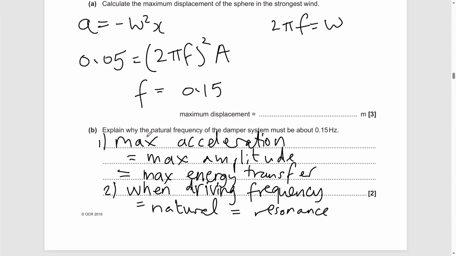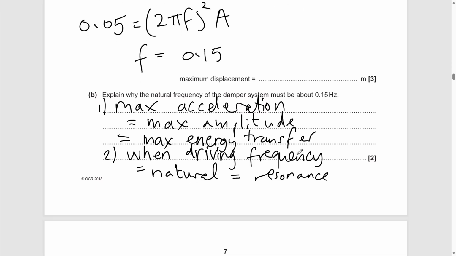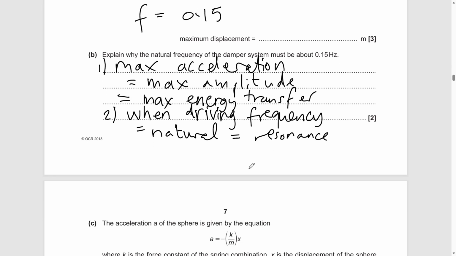The next question, explain why the natural frequency of the damper system must be about 0.15 hertz. So when it is 0.15 hertz, this gives you maximum acceleration. Maximum acceleration gives you maximum amplitude, and this gives you maximum energy transfer. And then you just need to state what resonance is. This is when the driving frequency is the natural frequency, and this gives you resonance.